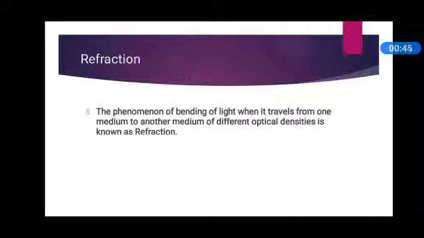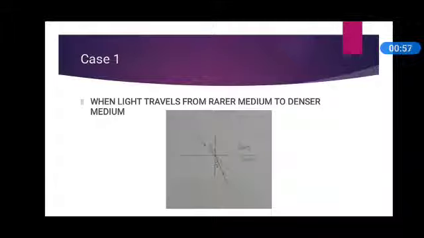Note here that both the medias are of different optical densities. Optical density is the speed of light in two medias. So we have three cases here. So let us study each case. Case 1 is when light travels from a rarer medium to a denser medium. So here the speed of light decreases and the ray bends towards the normal, and the angle of incidence I is greater than the angle of refraction R.